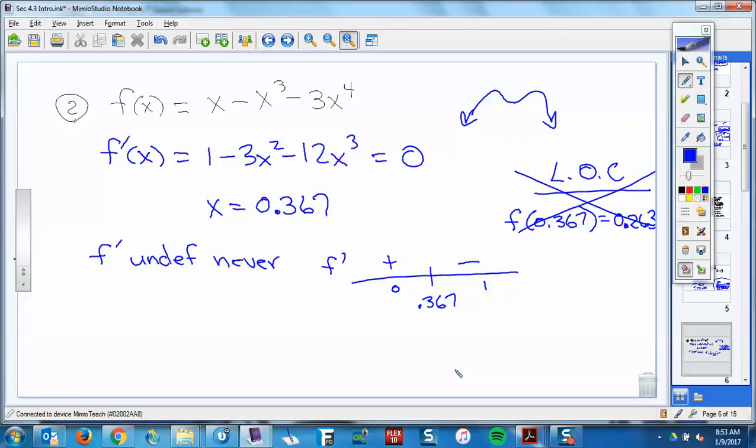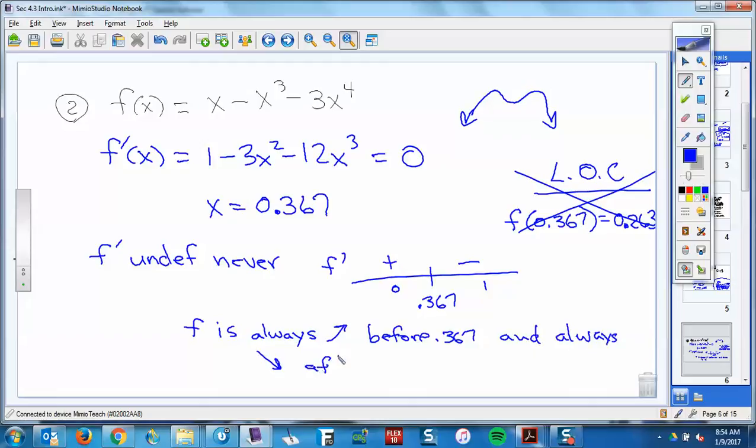So what you would say here, instead of our local argument, which just says before here it's increasing then decreasing, that's what we want to say, because this is the only candidate. So we know there's nothing else here. So you would say f is always increasing before 0.367 and always decreasing after. Therefore, 0.263 is a max value.